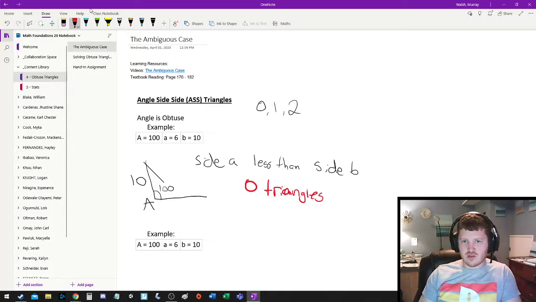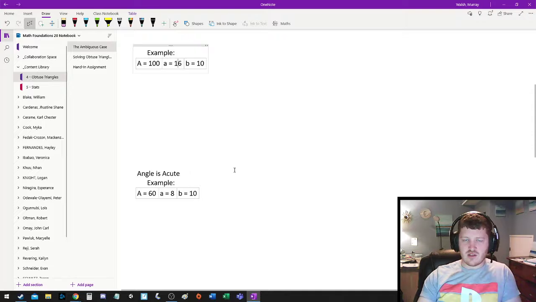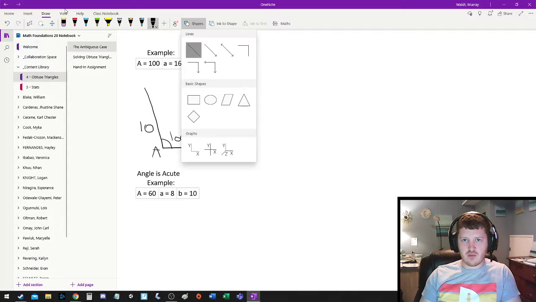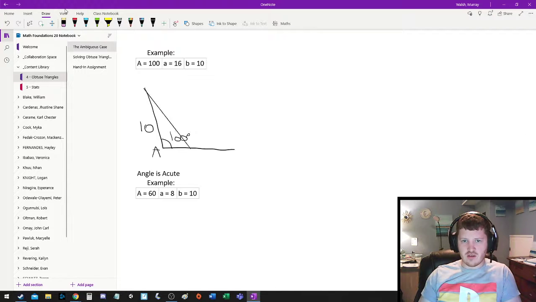Okay, if obtuse, side A is less than side B, 0 triangles. Now we're going to look at this. Let's make this a 16. So if we look at a second example, we again are going to draw our angle. We have an angle of 100 degrees. I'm going to make this side my side B of 10. Now, my side A is definitely longer than this 10. So it's going to be out here somewhere. I can't draw it over here because that would change angle A. So this angle has to be out here. We know that this side is now 16 long. We now have a triangle we can start to solve.